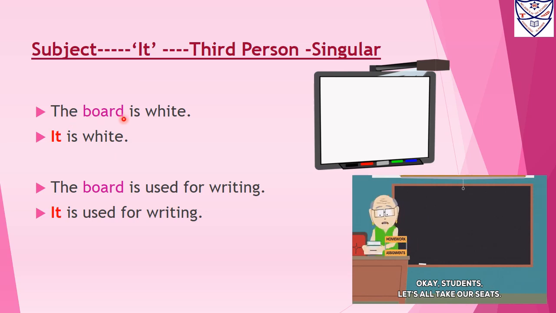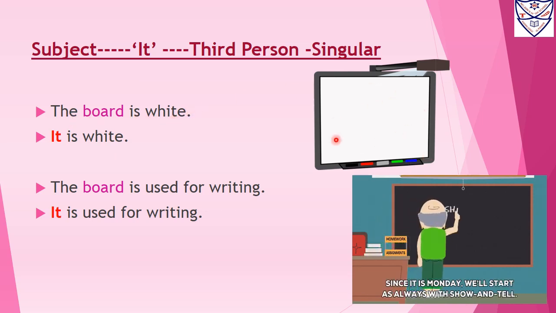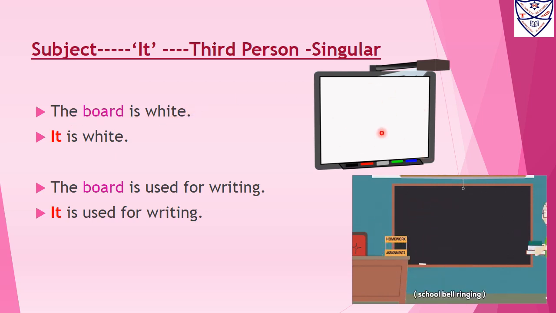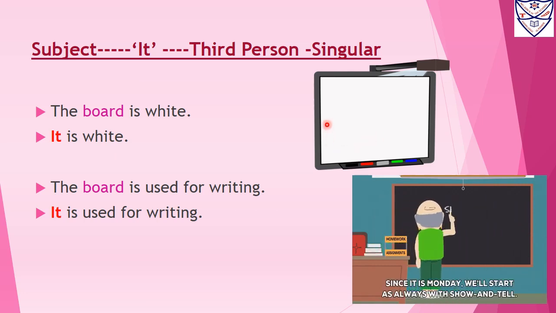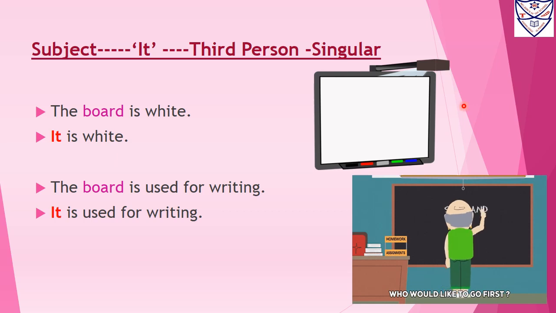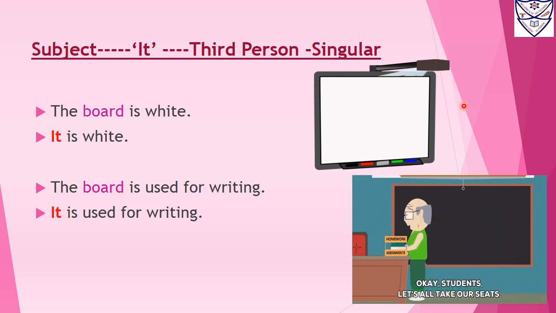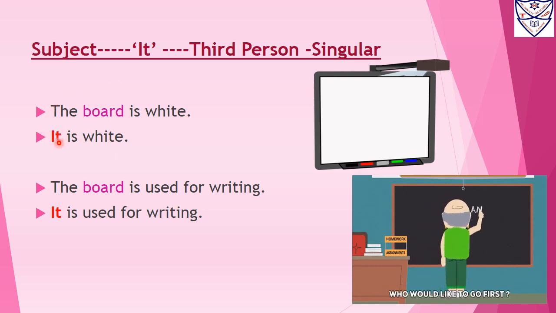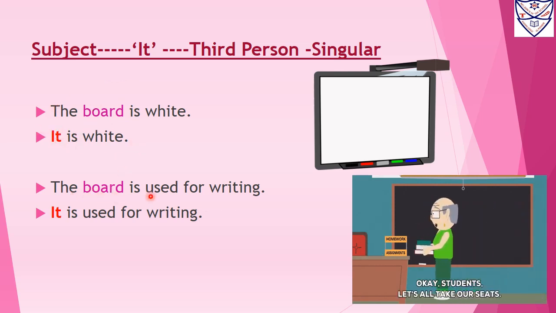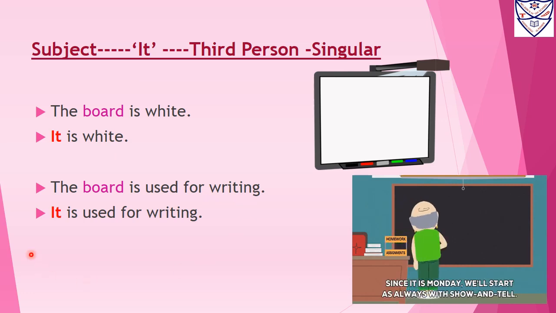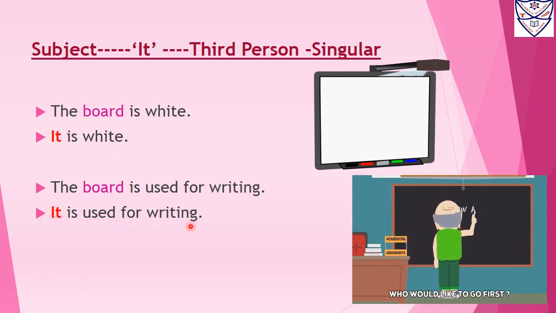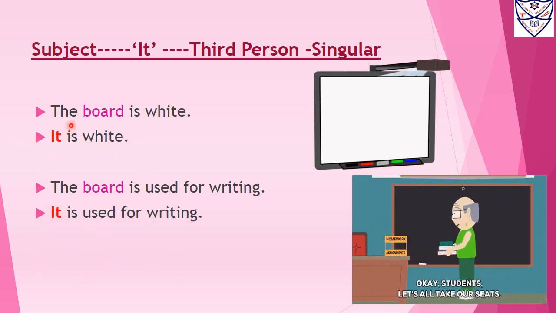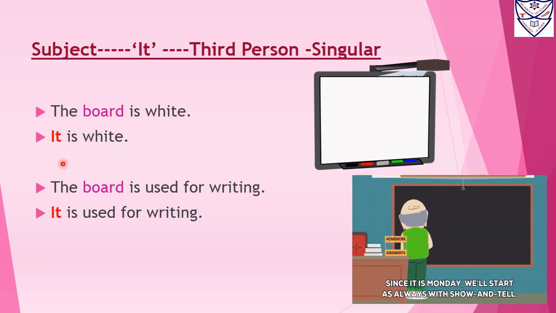The board is white. Now we can't say the board is a boy or a girl, so we can't use he or she. We will always use it for animals, birds as well as for non-living things. The board is white. So instead of the board we will say it. It is white. The board is used for writing. So we say it is used for writing. So in place of board we have used it. Here we are talking about only one board.